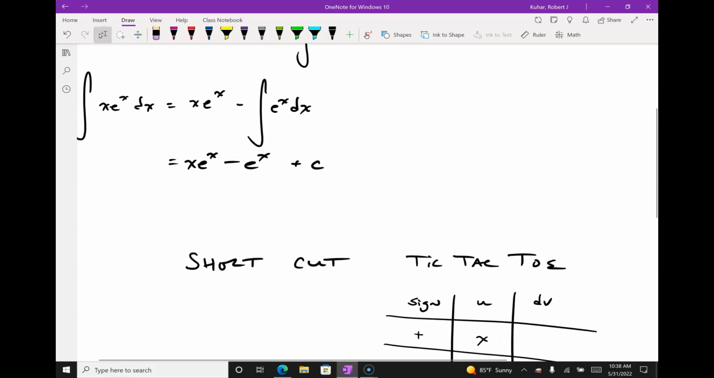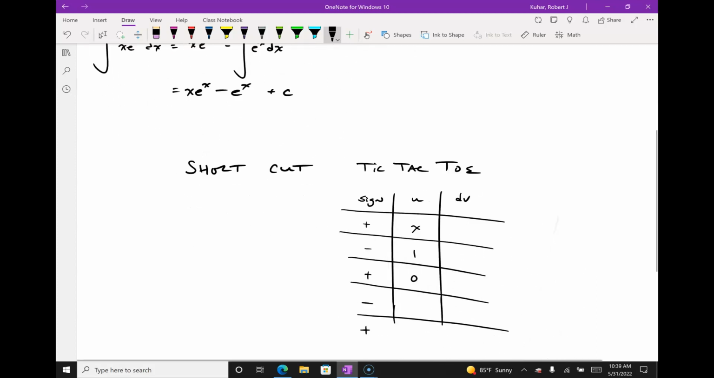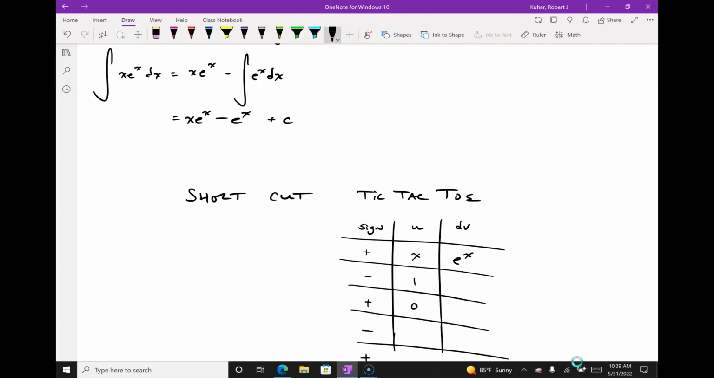My dv, right? I'm not going to start with dv. I want to start with v. So I have to integrate. What did I get for v? e to the x, integrate again, e to the x, integrate again, e to the x. Tick, tack, toe. You see it?